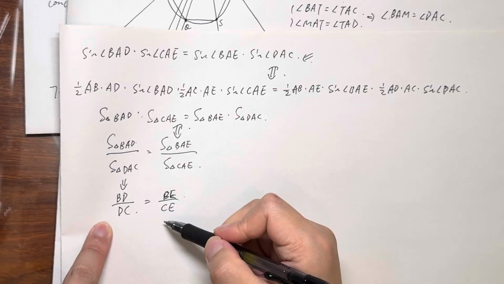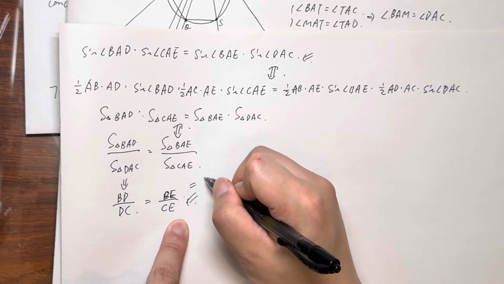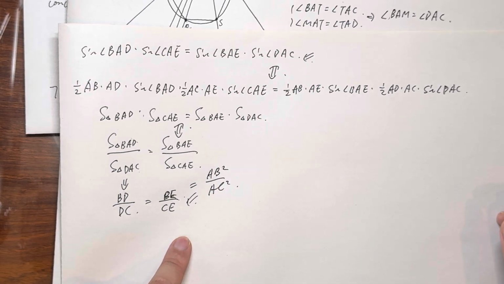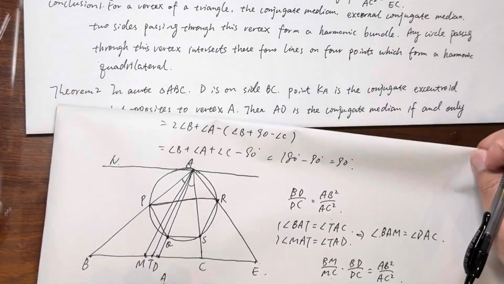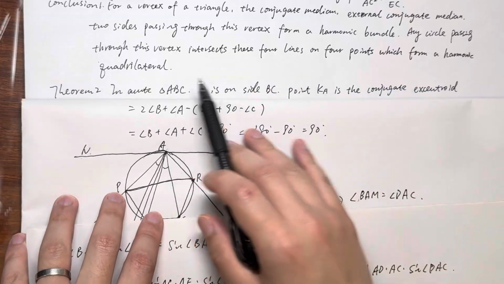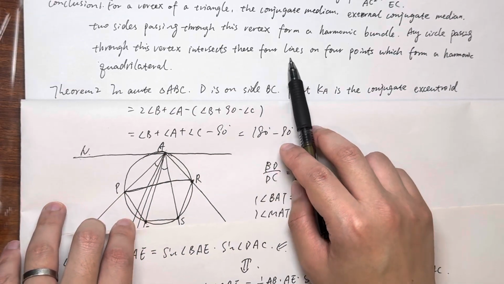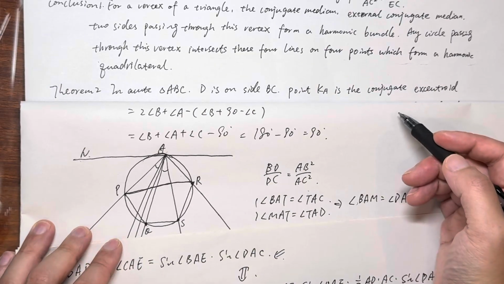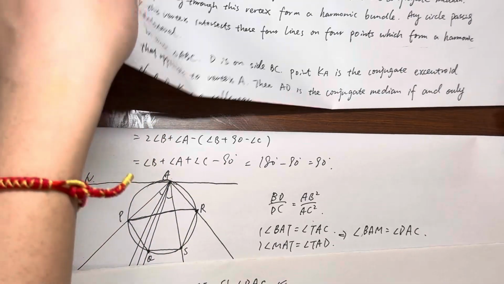Basically, we want to prove this one. And this is obvious, right? Because they all equal AB squared to AC squared. Right? All of these steps are reversible, which means we just proved that any circle passing through this vertex intersects these four lines on 4 points, which form a harmonic quadrilateral. Okay, that's conclusion 1.